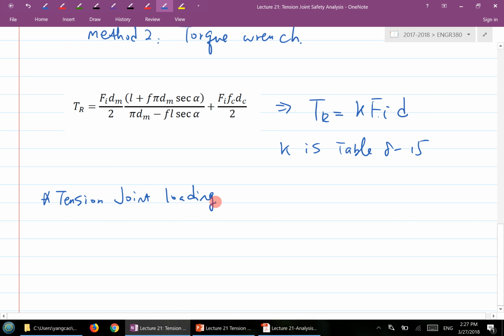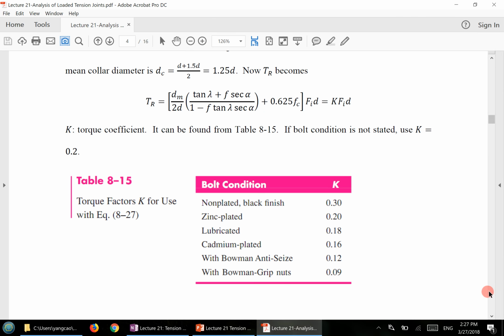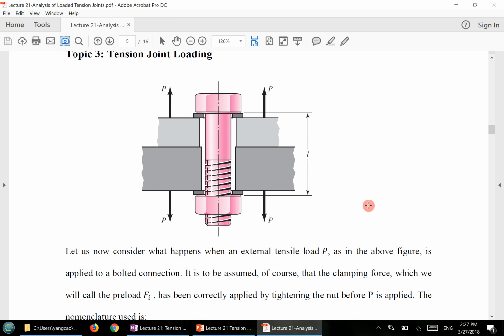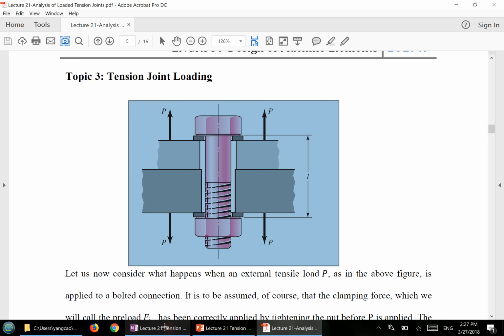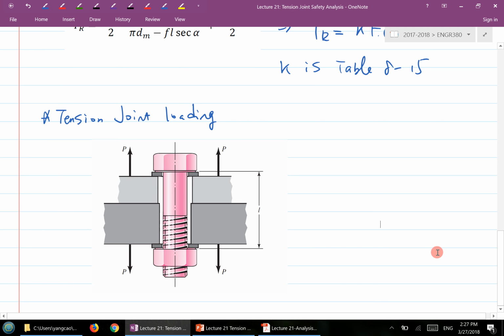Let's look at the tension joint loading, the actual loading, what happens here. I'm going to copy this figure right here. This illustration is essentially a typical illustration of a tension joint. You have a certain amount of members between the bolts here. In this case, there are two washers and two members.